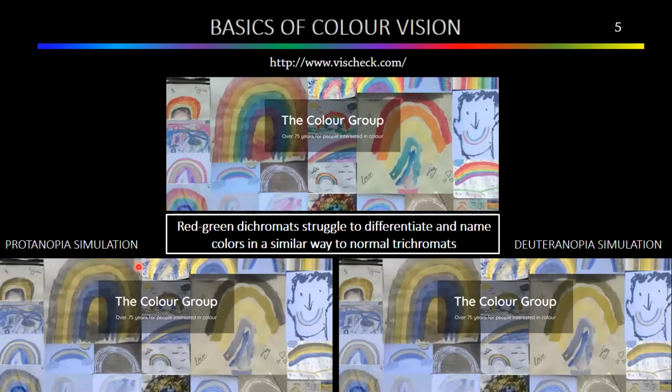Okay, and in terms of how the world looks for them, we have here some simulations performed with Color Blind Check. This is the web page of the Great Britain Color Group, and we have the original image here on the top, and we have the protanopia simulation and the deuteranopia simulation here. So as we might imagine, looking at this, red-green dichromats struggle to differentiate and to name colors, in a similar way to normal trichromats.